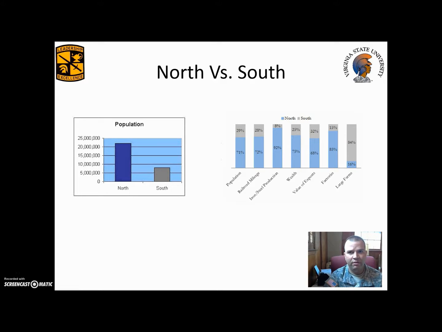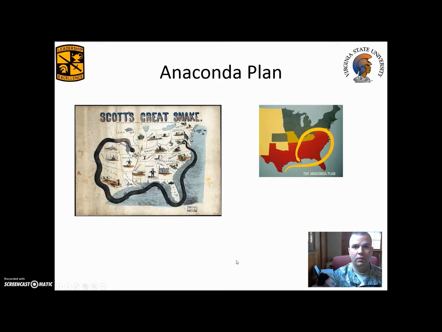The North was the manufacturing portion of the country, while the South contained all the farms. The North, without a doubt, would win a battle of attrition, and the strategic leaders knew that. The North implemented a plan that would surround the South and squeeze them into submission. The plan was created by General Winfield Scott. It was the Anaconda Plan.